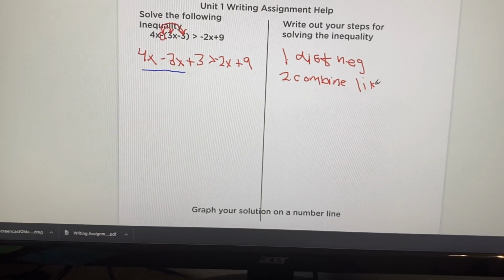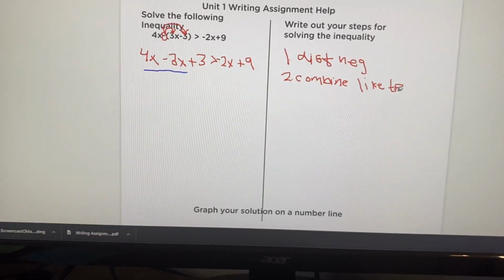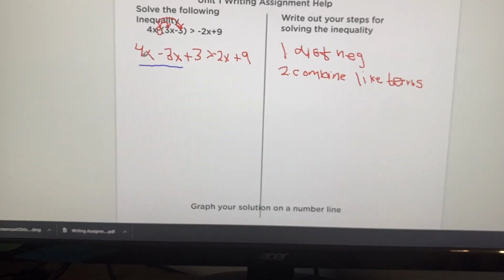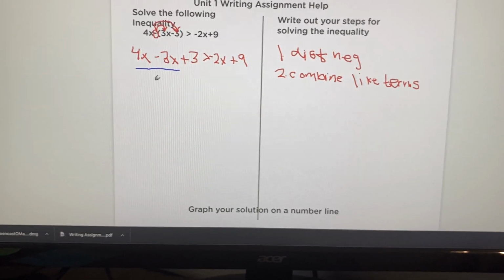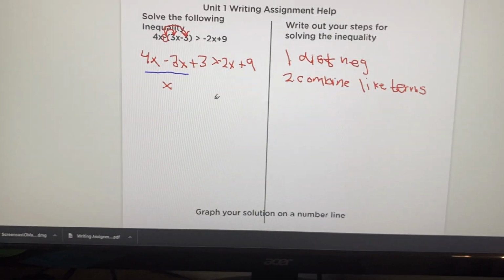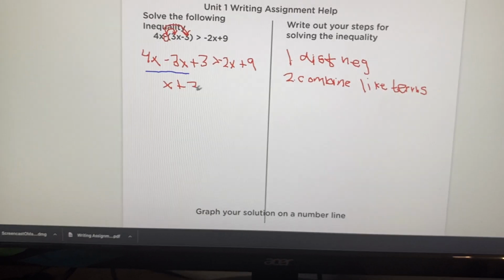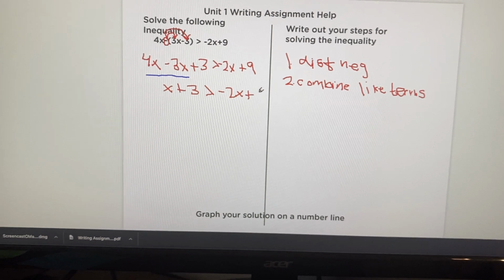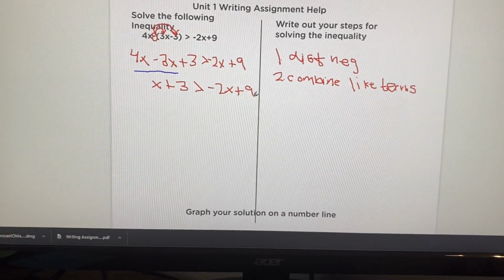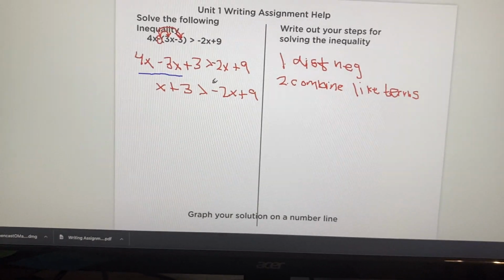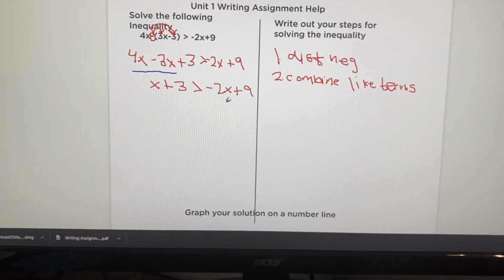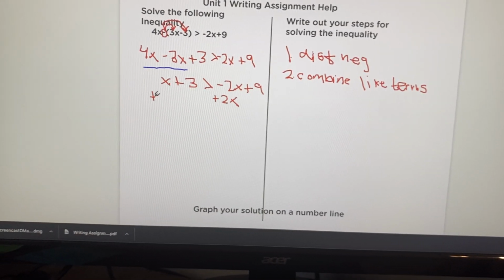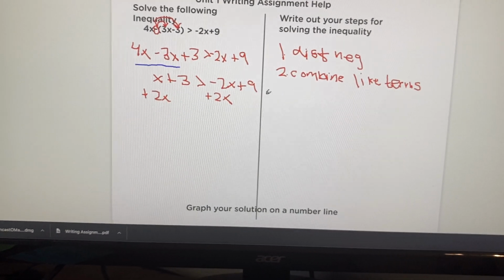If you want to be really specific, you can say that you're combining 4x minus 3x. That's up to you. If I have 4x's and I subtract 3x's, I'm going to be left with 1x, or just x. So now I have x plus 3 is greater than negative 2x plus 9. Remember, I need to get all my variables on one side. If you have one side that has a negative, it's easiest to move that variable because now you get to add. So I'm going to add 2x to both sides.